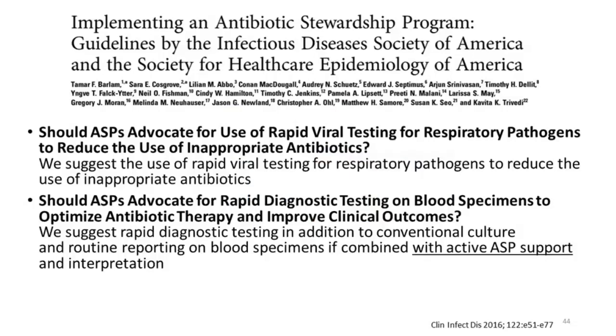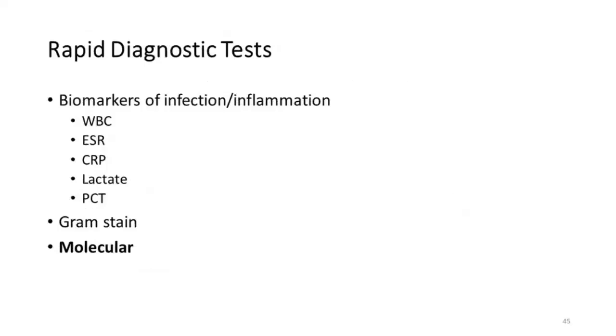Certainly suggest it really does add a lot, but as I've emphasized here and I've underlined, it has to be with active antimicrobial stewardship support for interpretation and action. Now, when we talk about rapid diagnostic tests, you're all probably thinking molecular, but there's a number of biomarkers that are shown on this slide that are rapid. You get a white count pretty fast, sed rate, CRP, lactate, procalcitonin. The Gram stain, which I talked about, Sir Gram, back in 1884. And then, of course, most of you think about rapid in terms of molecular, which we'll certainly talk about.